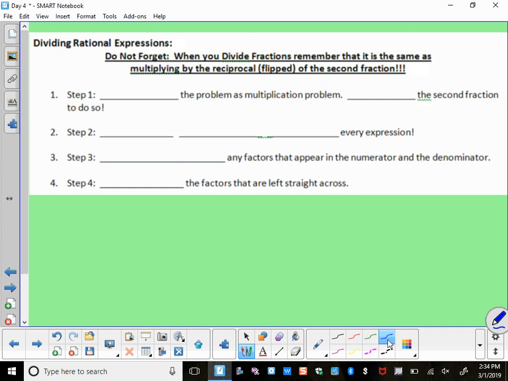Okay. So let's review it. Step 1, you want to change the problem to a multiplication problem. The wording here is a little weird, sorry. You're going to change it, and then you're going to flip the second fraction.